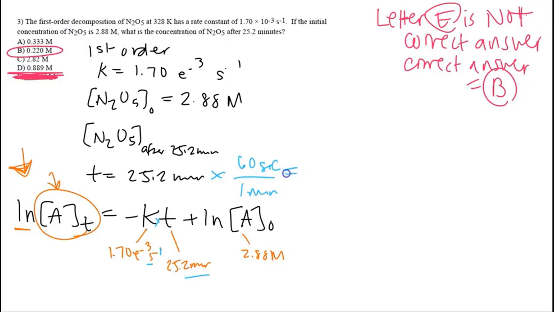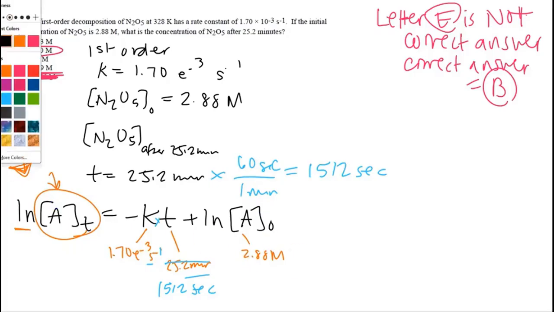And so my time is actually going to be 1,512 seconds. Okay? So instead of 25.2 minutes here, I'll put 1512. That way I can get rid of that unit and we're all good. All right. Now all we need to do is start to either map things out or solve it how we see it here. And so let's just go ahead and do that, because I just got the easier way to do it.